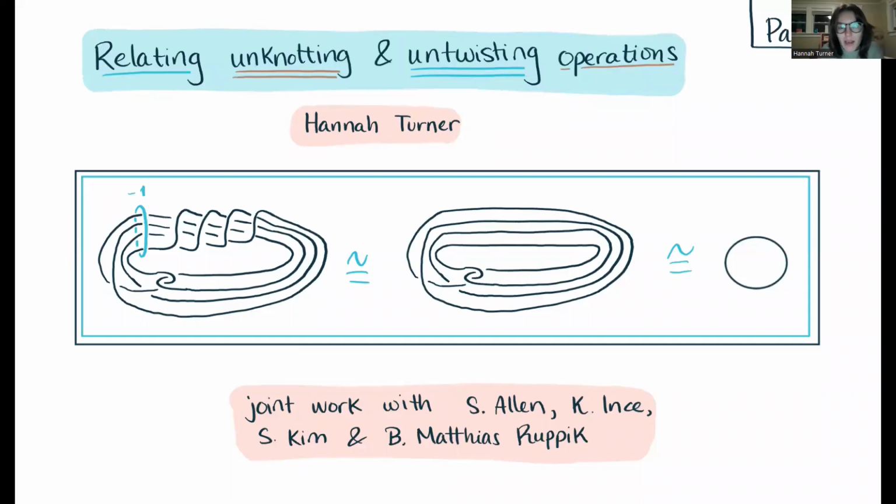Hello, welcome back. So this is part 2 of relating the classical unknotting number to other generalizations and applications to mostly four manifolds. So we mentioned all of those things a little bit in part 1, the definitions, some context, and the theorems that I'm going to be focusing on giving an idea of the proof for in this part of the talk. Again, this is joint work with Samantha Allen, Kanan Inja, Sungwon Kim, and Benjamin Matthias Rupik.